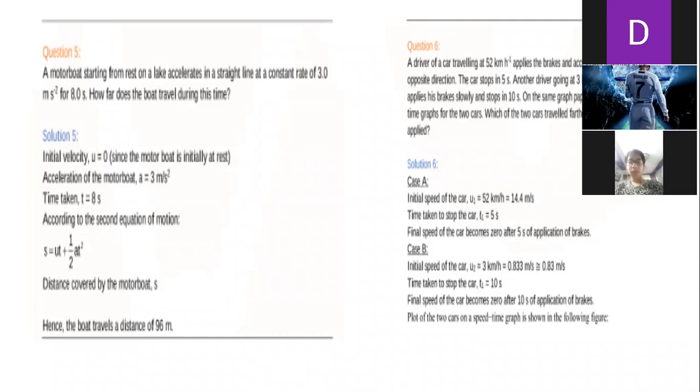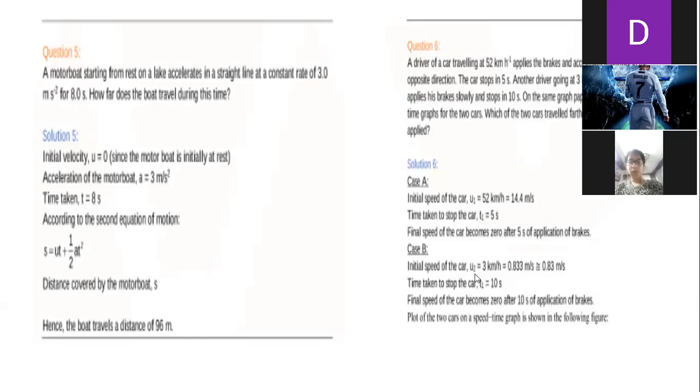When you're applying the brake, the car will stop and the speed of the car becomes 0 after applying the brakes. Okay, now we'll see the second case. Another driver going at 3 km per hour in another car applies his brakes slowly and stops in 10 seconds. That means the same case but in a different way. There's another driver who is already driving at 3 km per hour in another car and he applies the brakes slowly and that car stops in 10 seconds.